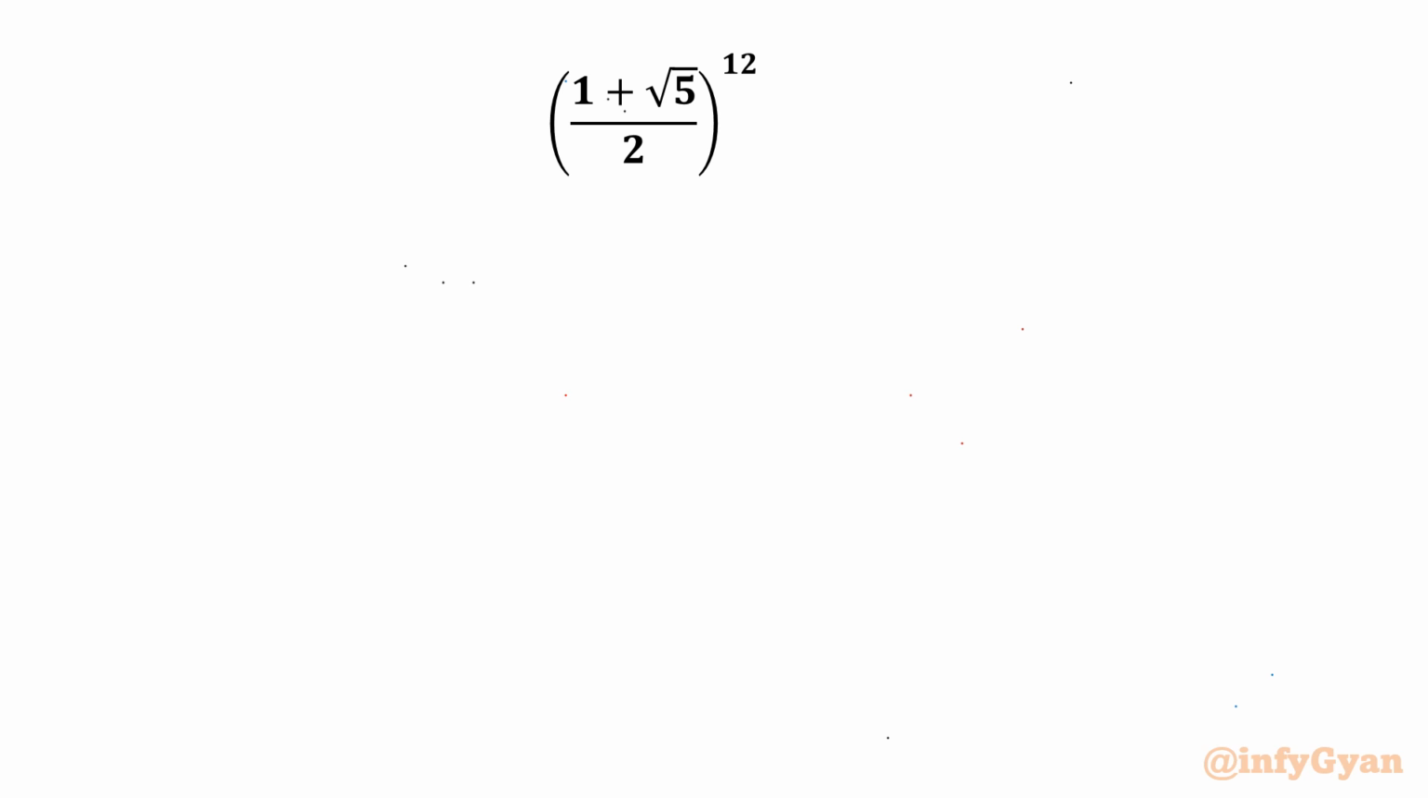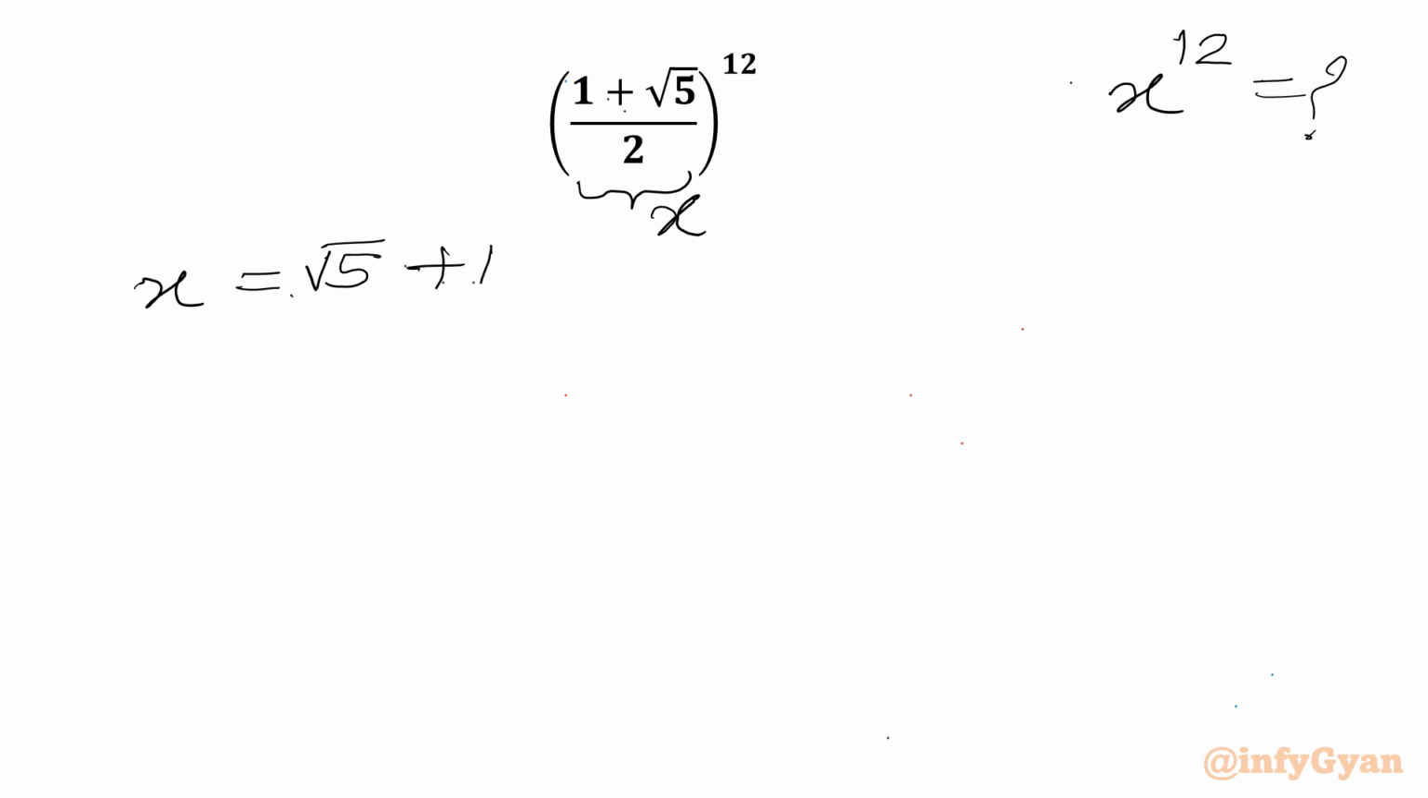In this video, we'll be solving one very interesting question from algebra. So we'll assume this bracket equal to x first. So we are looking for x power 12. Now I will write x is (square root 5 plus 1) over 2. Now I can write 1 over x value. This will be equal to 2 over (square root 5 plus 1).